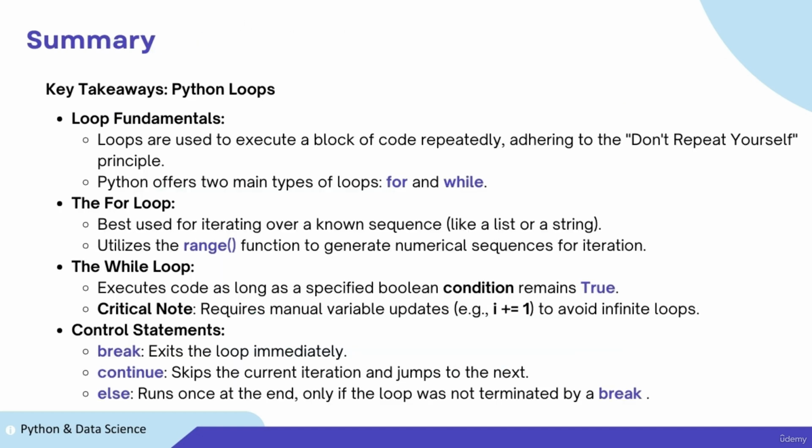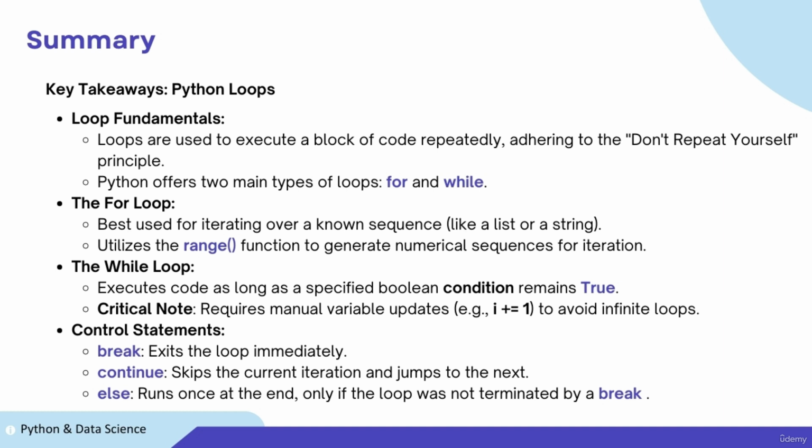To wrap up today, let's consolidate the key takeaways. First, loop fundamentals. We established that loops are the engine of automation. They allow us to execute a block of code repeatedly, adhering to the don't repeat yourself principle. Python gives us 2 main tools for this, the for loop and the while loop. Second, the for loop. This is your best choice when you are iterating over a known sequence, such as a list of items or a string of text. We also learned to utilize the range function, which generates numerical sequences for us automatically.